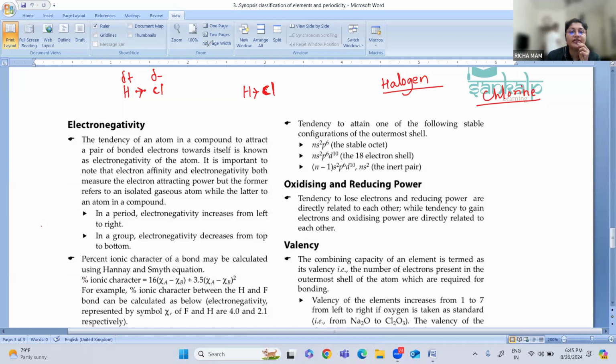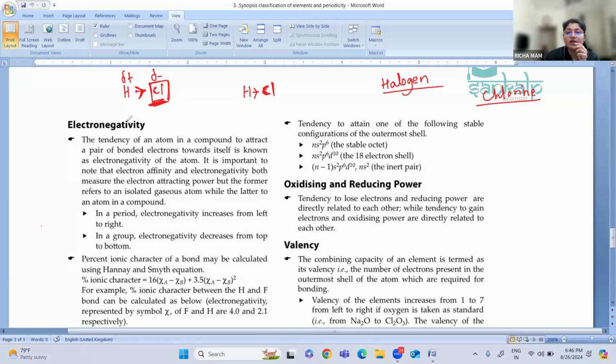So what is electronegativity? It is the tendency of an atom to attract the shared pair of electrons. Now here, which is electronegative? Our chlorine. I hope this is clear. So which is our electronegative atom here? Chlorine. What is it trying to do? It is trying to attract the electron towards itself. So this is termed the electronegativity of an atom.